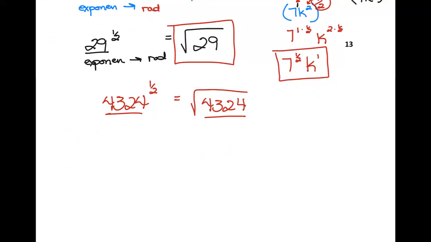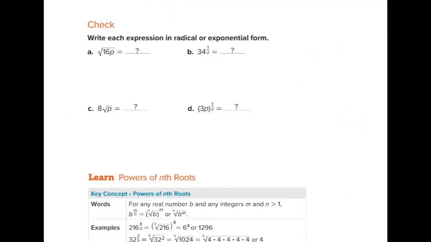All right, let's take a look at the next page. So, write each expression in radical or exponential form. Is this at the top of your next page? So, square root. A square root is always to the 1/2 power. So, rewrite this 16p, put it in parentheses, and raise it to the 1/2 power.